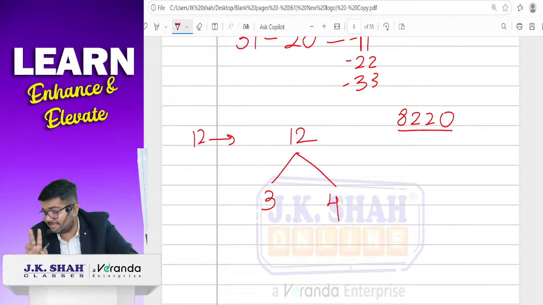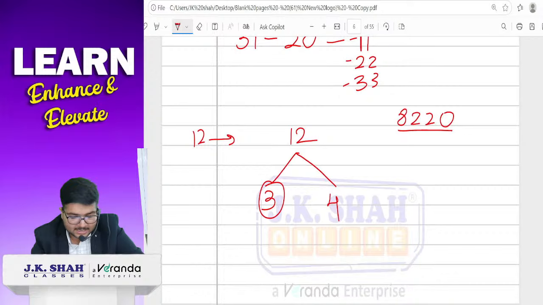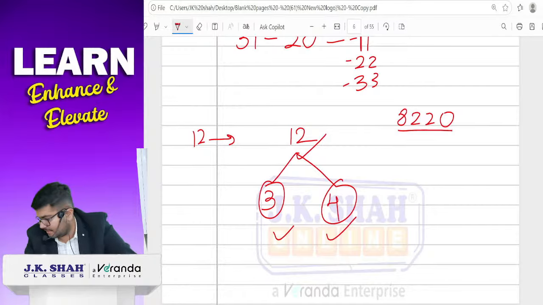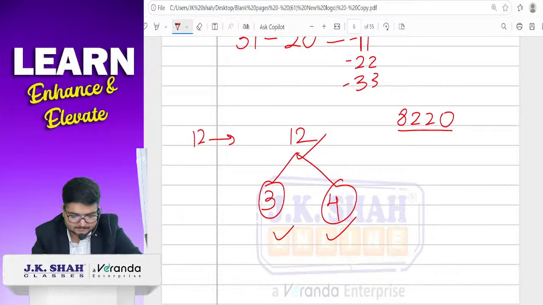So I will check 2 divisibility rules for that. I will check the divisibility rule of 3 and I will check the divisibility rule of 4. If both are applicable, then only it will be divisible by 12, otherwise it won't be divisible by 12. Let us do the sum. Now let us take the divisibility rule of 3.